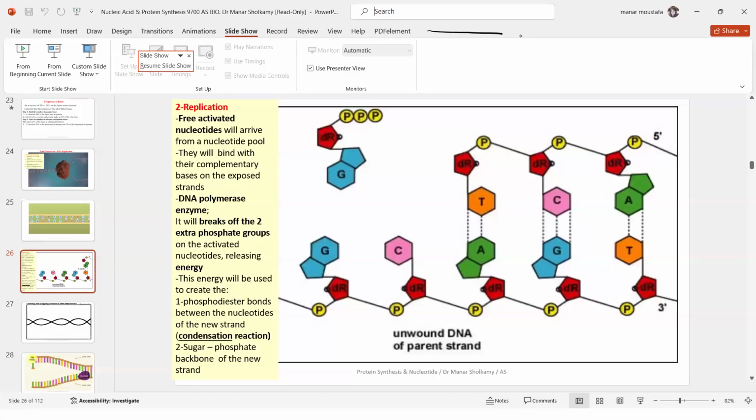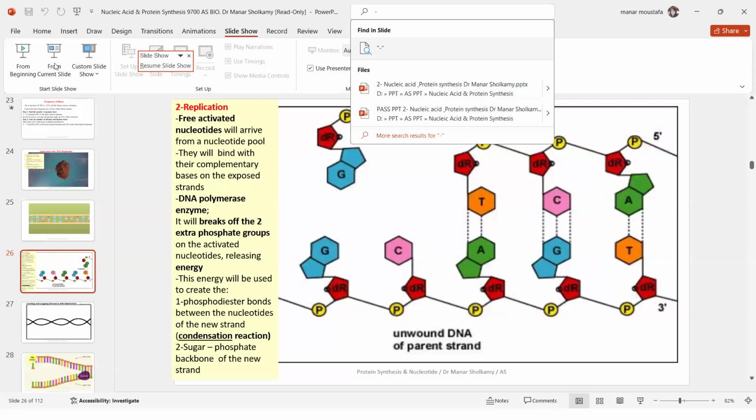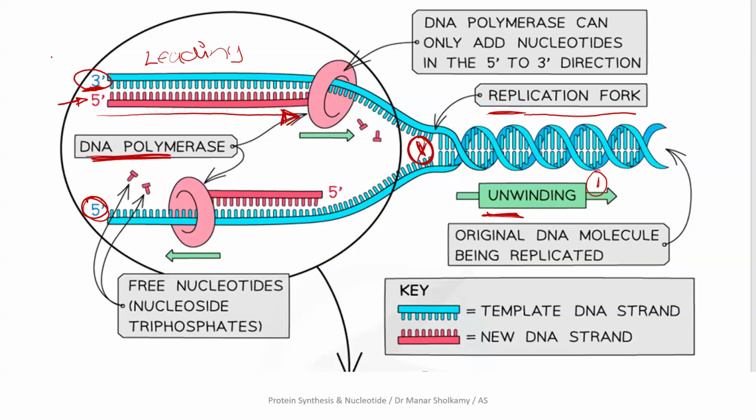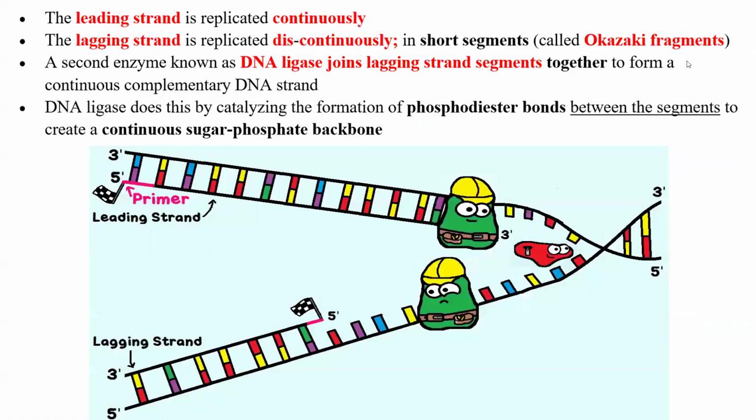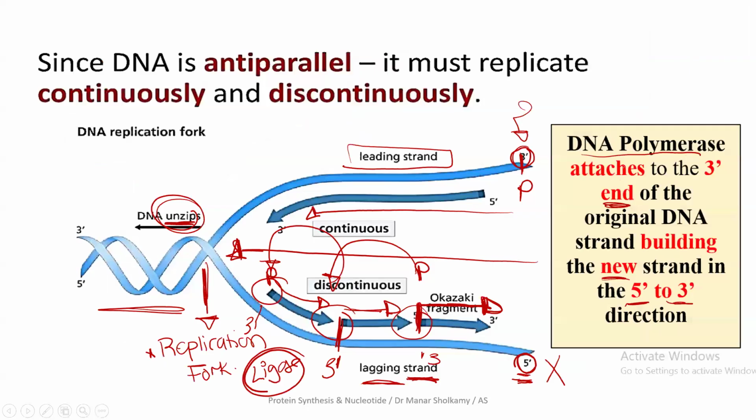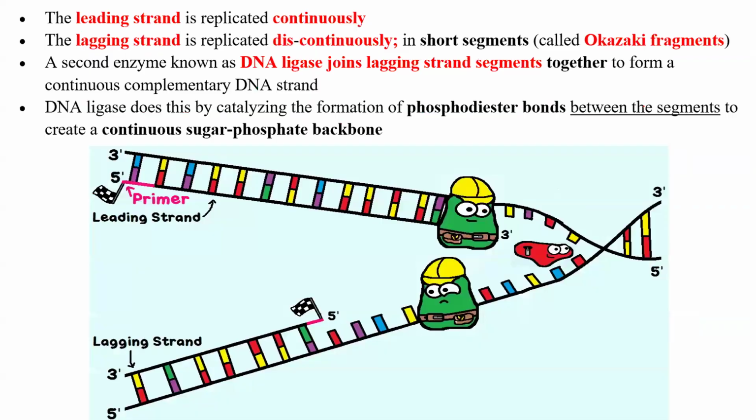Now let's read together. The DNA polymerase can only add nucleotides in the 5' to the 3' direction. Now, this is always a point of confusion, how it is said. So I have it here for you clearly. The DNA polymerase attaches to the 3' end of the original DNA, building the new strand. Always write it like this because this is very clear. It will bind to the 3' and build the new strand from the 5' to the 3' direction.